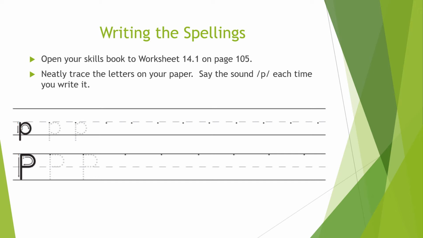We begin with the letter P. You will neatly trace and then copy the letters on your paper. You will say the P sound each time you write the letter P. Notice there are dots on the handwriting lines on your paper. That's where you will begin your letter P. Watch my example.